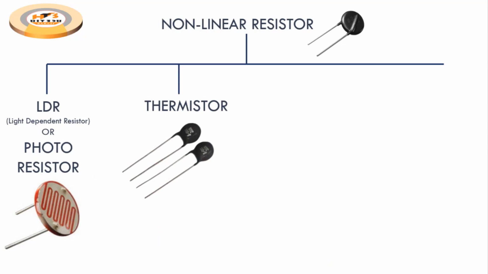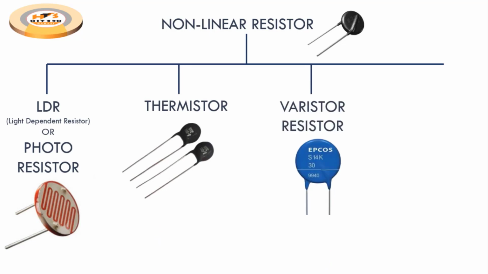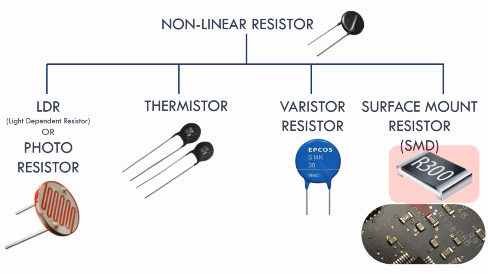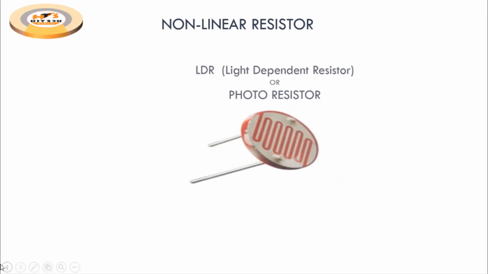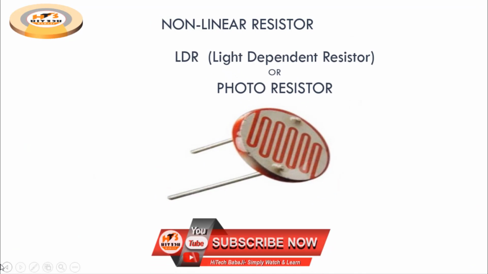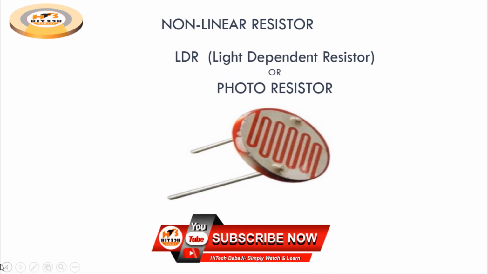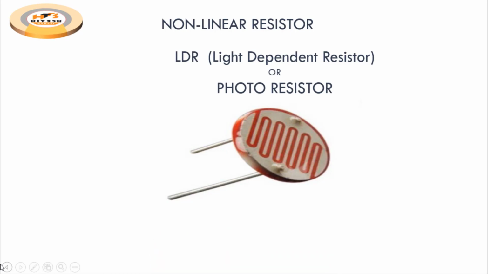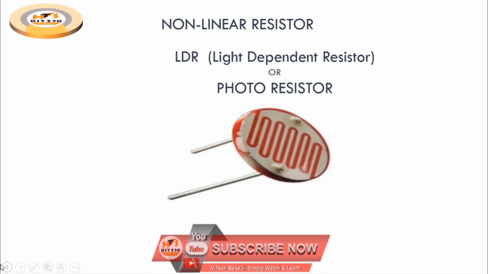So we will discuss one by one. LDR is an important topic. Light dependent resistors, or sometimes they are called photoresistors. Light dependent resistors are those resistors whose resistance value changes with the change in light intensity falling on the surface of the resistor. Meaning as the intensity of light falling on this resistor is increasing, the resistance value will change.